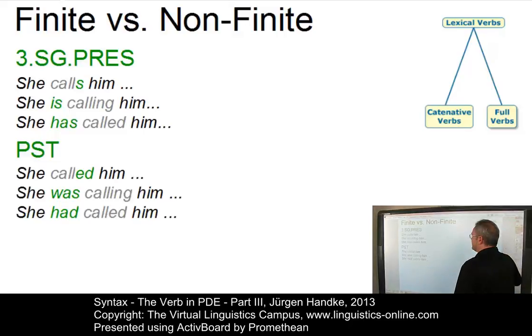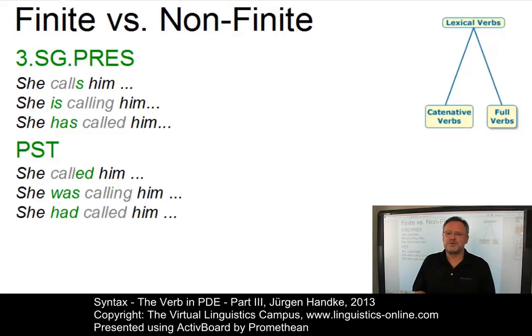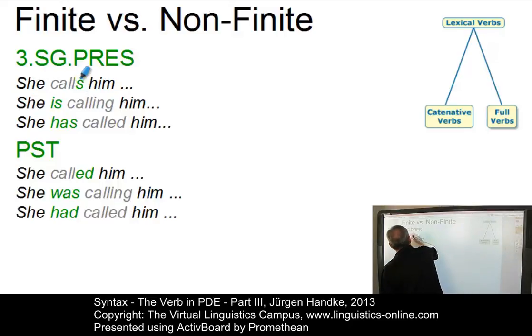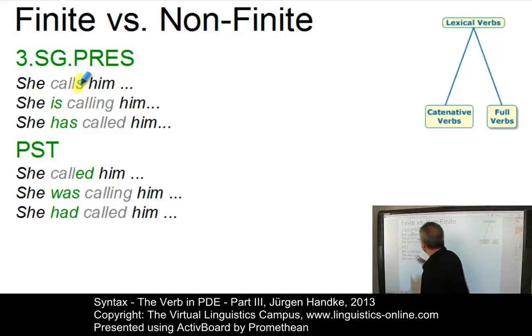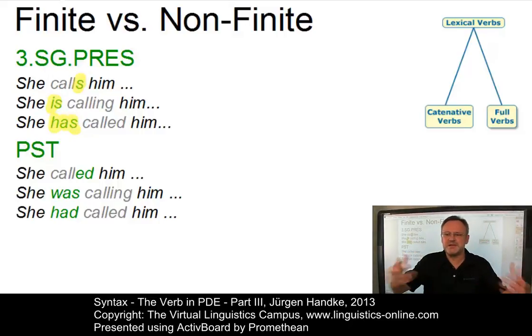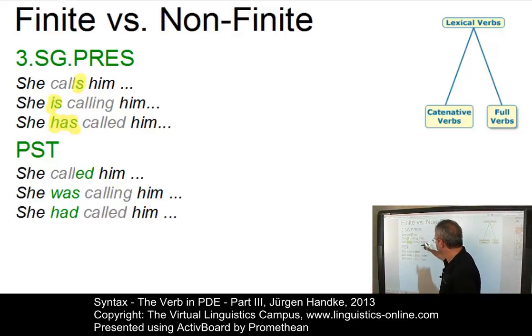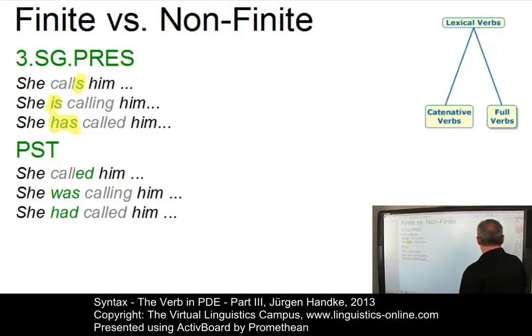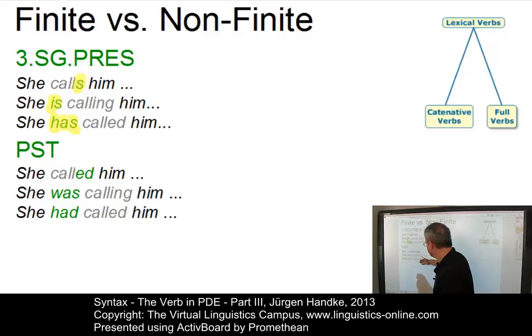Within a finite verb group, only the first verb carries the finite properties, which are marked green over here. So it is the final third person singular marker, s, in calls. It is the auxiliary is and the auxiliary has in these verb groups. The remaining verbs are always non-finite: calling and called. The participle forms, and the same applies to the past tense, by the way.